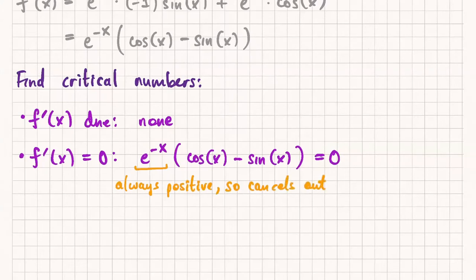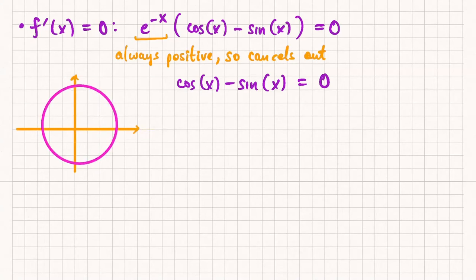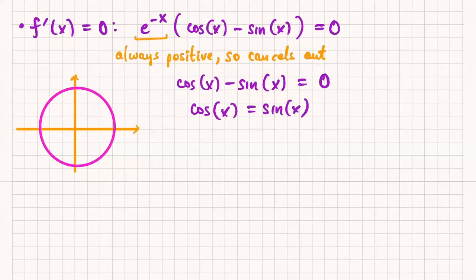And we're left with solving the equation cosine of x minus sine of x equals 0 on the interval 0 to 2 pi. Now, how do you actually solve this? Well, there's a few ways we can do it. It's probably easiest to look at the unit circle. This is the same thing as saying cosine of x equals sine of x. Can we just say pi over 4 because both values of cosine and sine are equal? Well, that's one of the solutions, pi over 4.